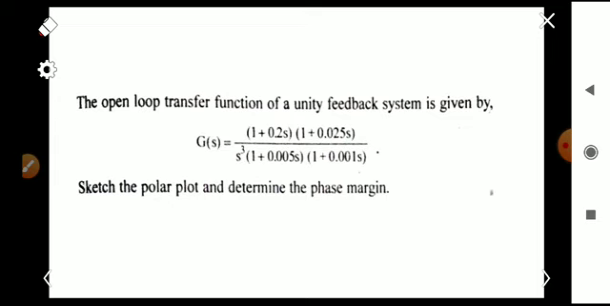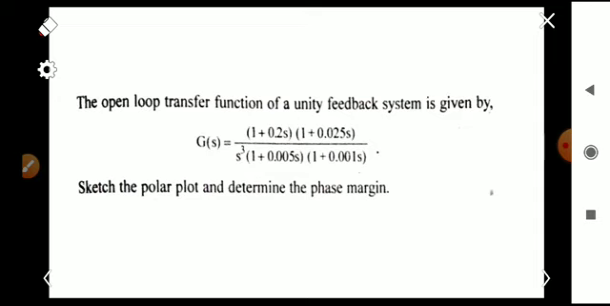Today we are going to do a problem based on polar plot. The problem is: the open loop transfer function of a unity feedback system is given by G(s) = (1 + 0.2s)(1 + 0.025s) / [s^3 (1 + 0.005s)(1 + 0.001s)]. Sketch the polar plot and determine the phase margin.